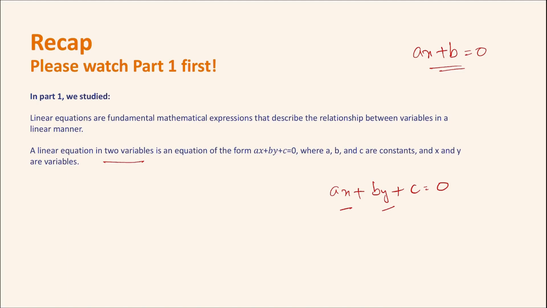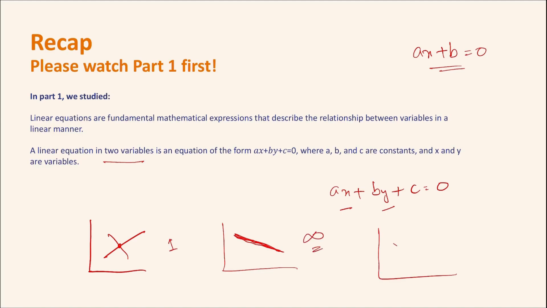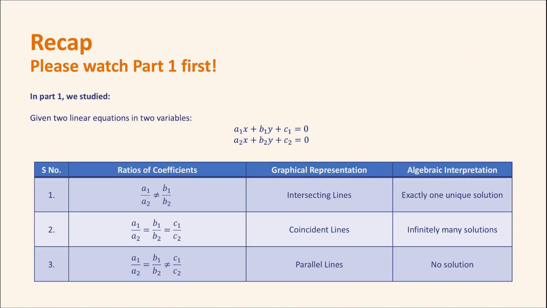In the previous video, we solved these equations and we got three cases there. First, where the lines were intersecting, so this would be the solution. In the second one, the lines were coincident, that meant they were lying on top of each other, so this had infinitely many solutions. And in the third part, the lines were parallel, so they had zero solutions or no solution. And we also studied the ratio of the constants, right?